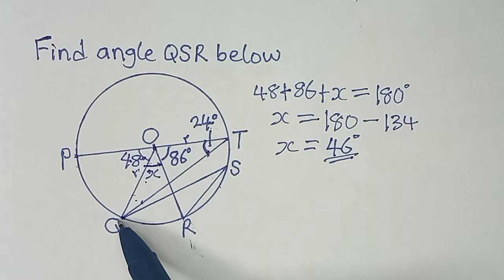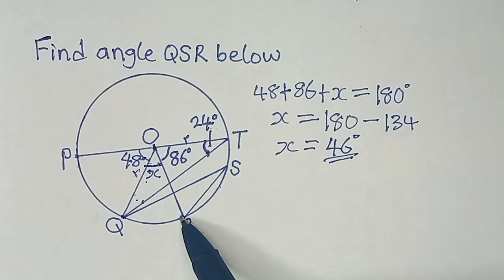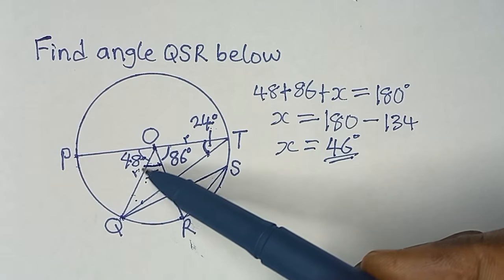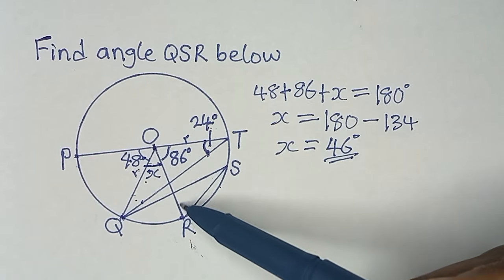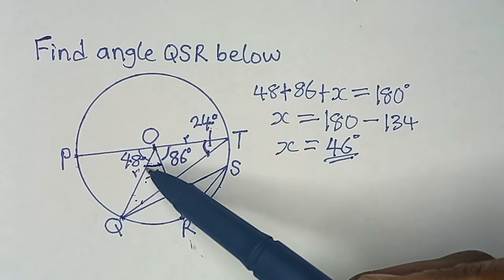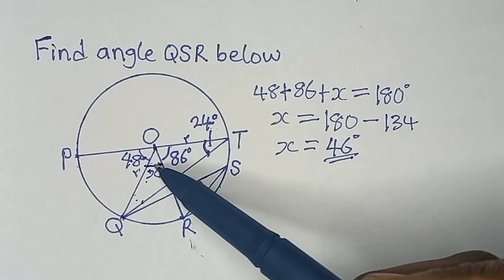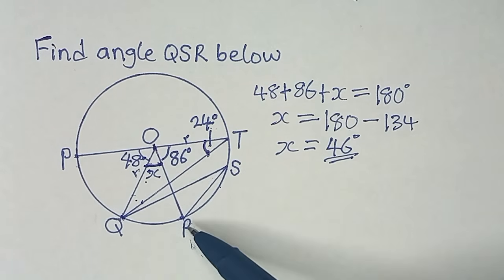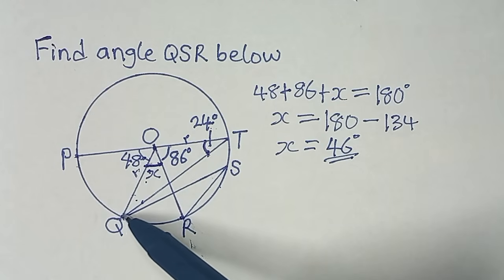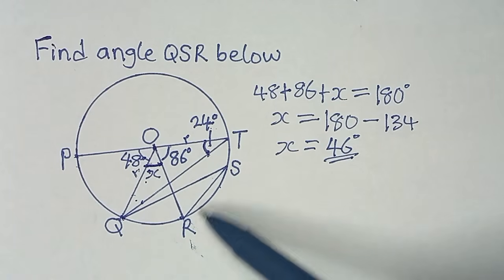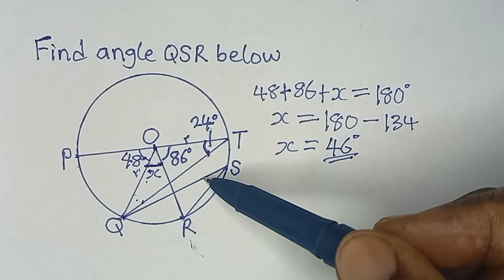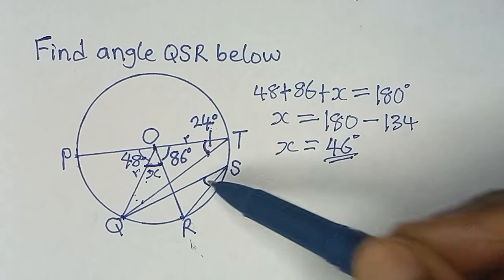Now, using the points Q and R, you agree with me that I have two lines going to the center of the circle from Q and R. Together, the two lines give us this angle X, which is 46. From the same points Q and R, I have another two lines going to the circumference of the circle at S to give us this angle QSR that we are looking for.